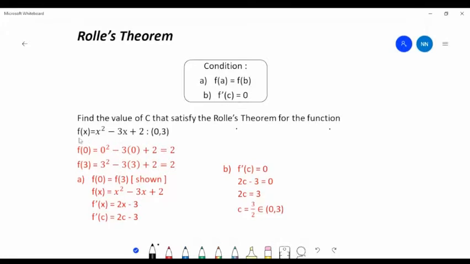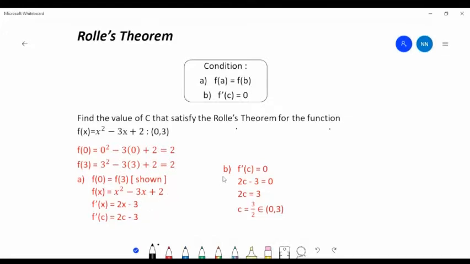First, we need to differentiate this function. We differentiate f(x) equals x squared minus 3x plus 2. We get f'(x) equals 2x minus 3. So we just need to substitute x with c, right? So we can get f'(c) equals 2c minus 3.